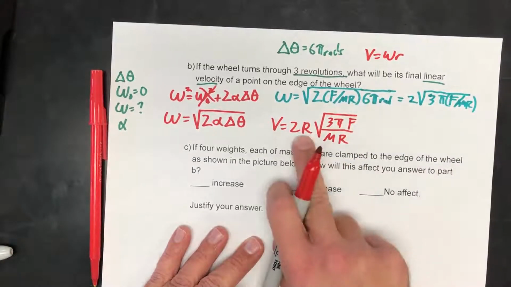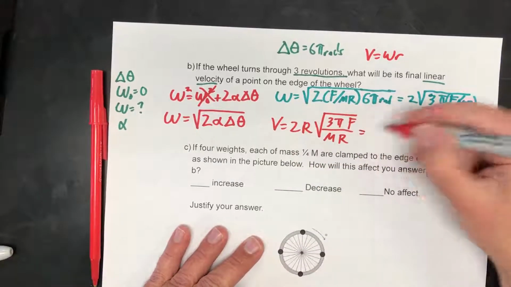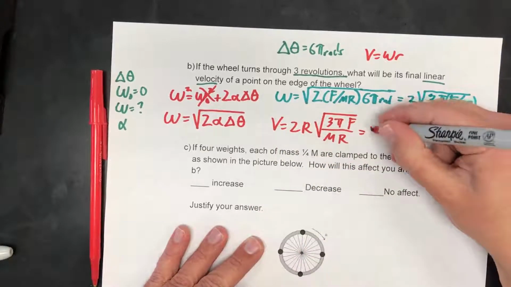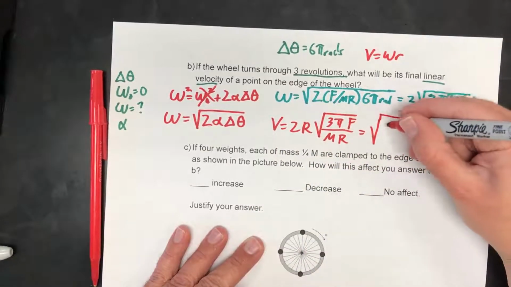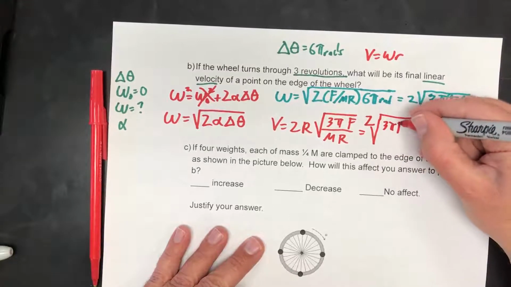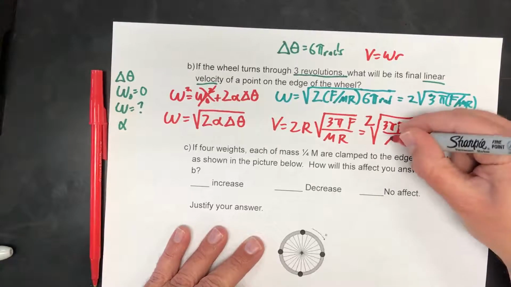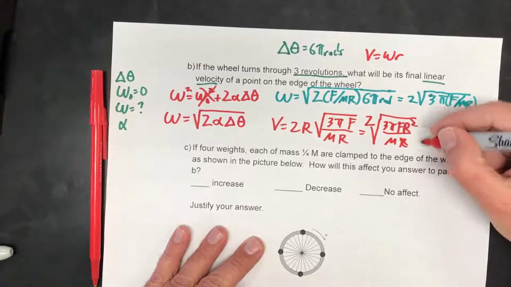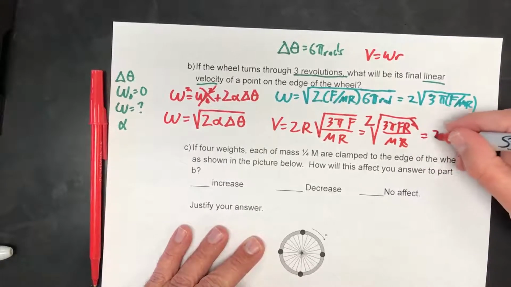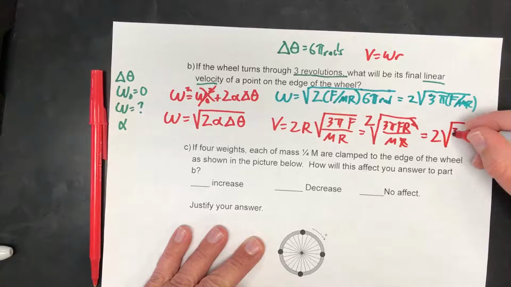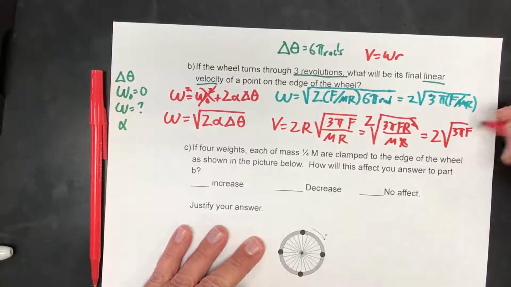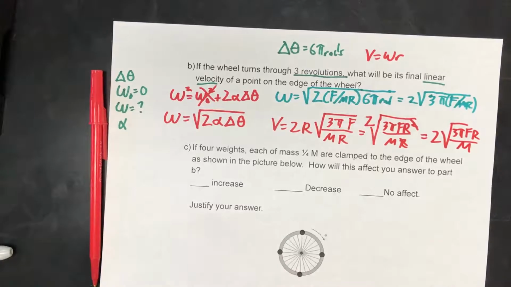And if you wanted to, you could clean that up, like you could actually move the r inside and make that an r squared. And so I'm going to do that. I'm going to leave my 2 outside here and get the square root of 3 pi F r squared over mr, and that's just to cancel that r out with one of those r's. So when it's all said and done, you get 2 times the square root of 3 pi F r over m there.